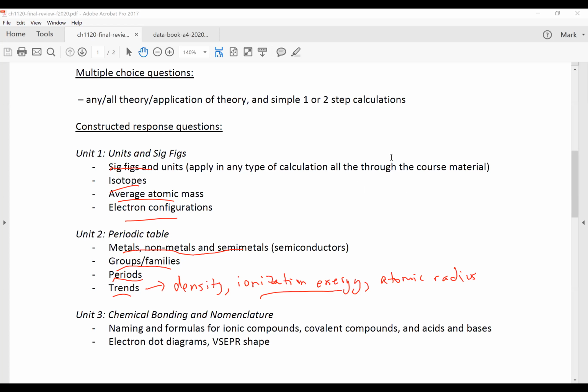Know the difference between a group, a family, and a period. Groups and families are the same thing. And then know some trends, with density, ionization energy, and atomic radius being very important trends.